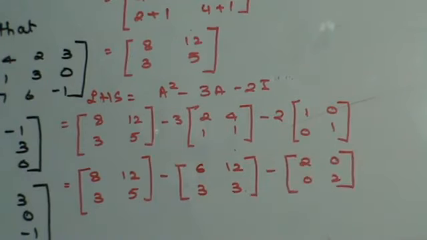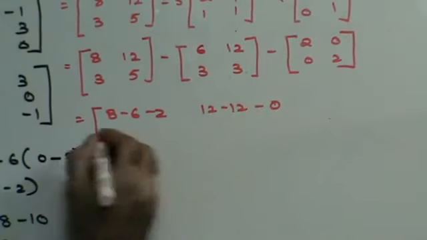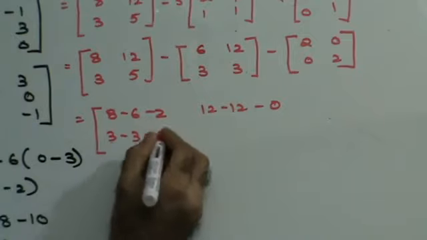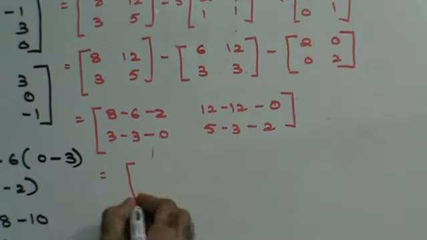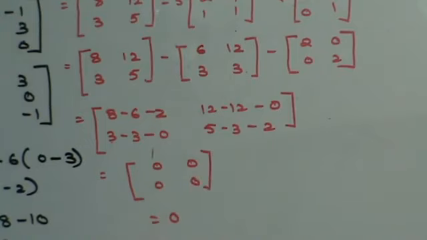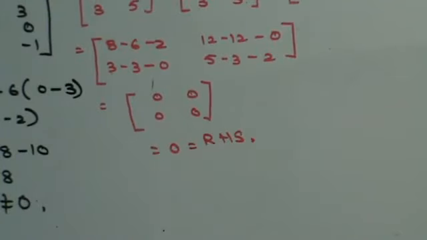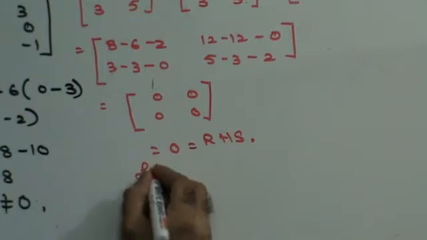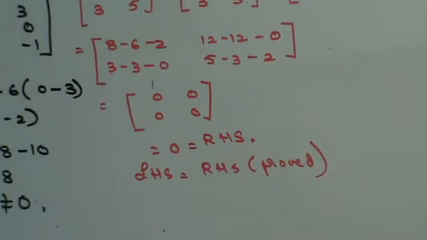Right? Now, add the like position numbers. If I add the like position numbers, this is 8 minus 6 minus 2, 12 minus 12 minus 0, 3 minus 3 minus 0 and 5 minus 3 minus 2. This is nothing but 0 0, 0 0 which is equal to 0, which is my RHS. Right? LHS is equal to RHS, proved. Now, once you have done this, you have to find out A inverse.